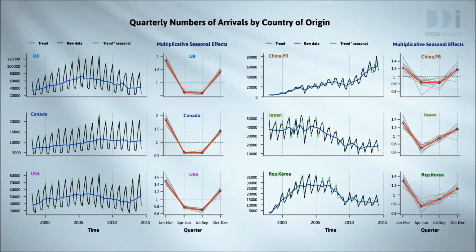We'll give the UK individual attention later. Differences in seasonal patterns are more subtle. We have to go to the scales to see that the seasonal swings are strongest for the UK and Canada and weakest for China. Japan, and to a lesser extent Korea, tend to have a much stronger July to September quarter than the other countries, which I think is due to skiing.